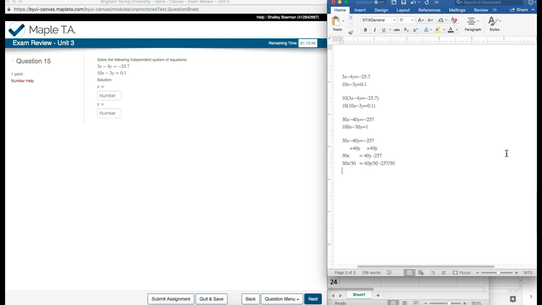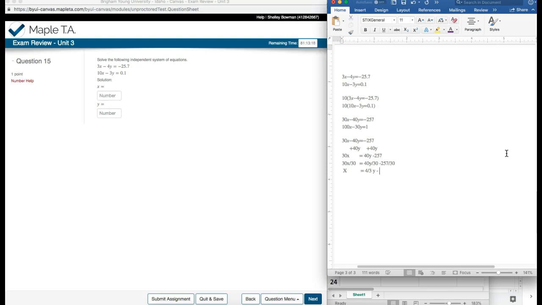Okay, so 30 divided by 30 is 1. 1 times x is x. And then on the right hand side, 40 over 30 can be reduced as 4 over 3. So we'll keep that 4 over 3 y. And then minus, over here we have 257 over 30. I'm going to keep that because I don't think it simplifies nicely at all.